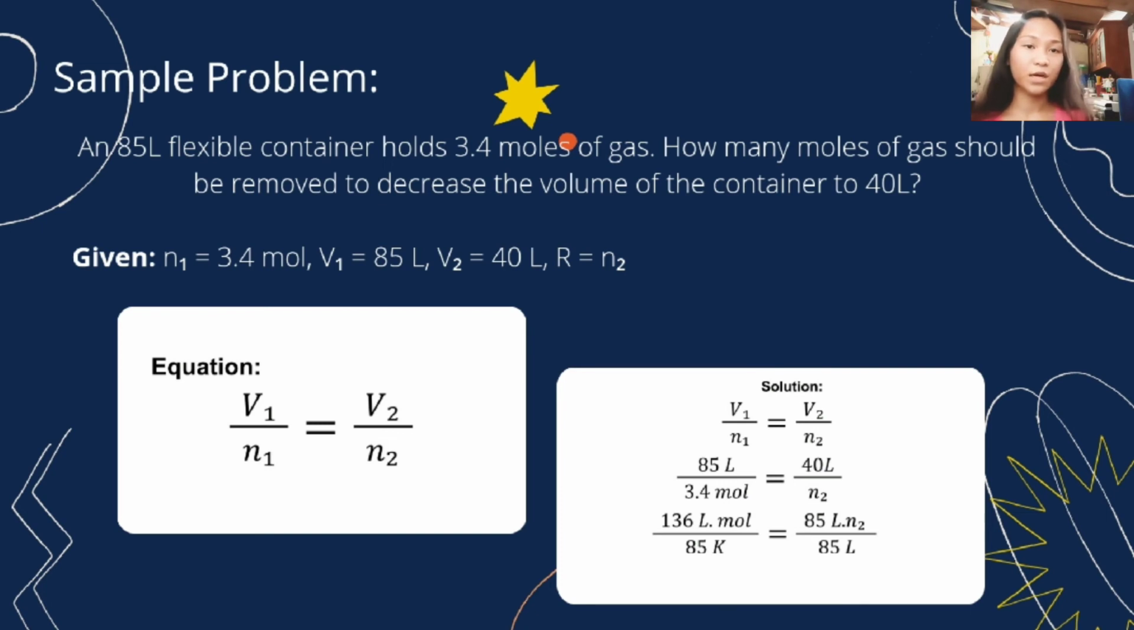Using the equation, let's substitute the given. And after plugging in the given, to calculate the equation, we need to cross multiply. So let's multiply 85 liters to N sub 2, and that's going to be 85 liters times N sub 2, and let's multiply 3.4 moles to 40 liters, and that's going to be 136 liters times mole. Now let's divide both sides by 85 and cancel the same units, and we're going to have 1.6 mole.